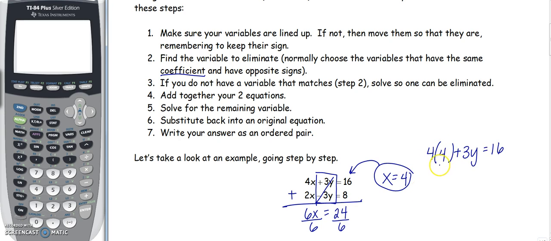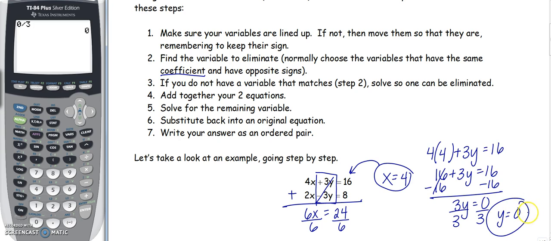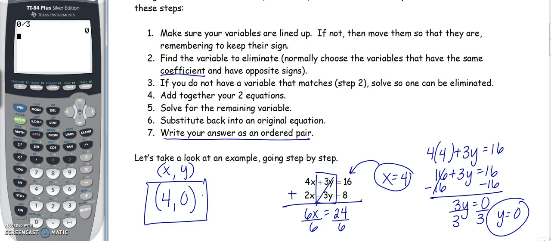So 4 times 4 is 16. And I would subtract 16 here. And you get 3y is equal to 0. When you divide by 3, if you don't remember, we have our calculator right here. 0 divided by 3, that gives us 0. So y is equal to 0. Just like before, we have to write our answer as an ordered pair. So our final answer would be 4, 0. Remember, x always goes first, then y. So this is your answer.